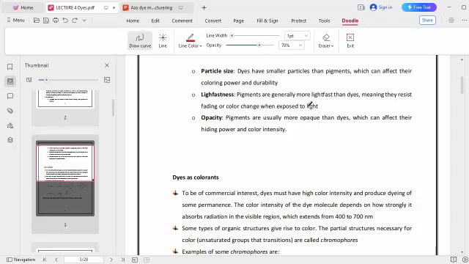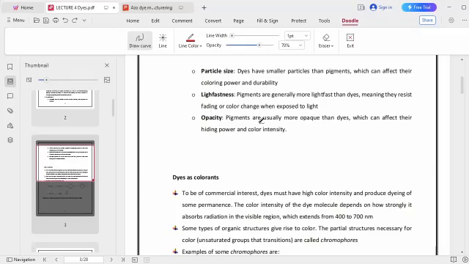There are some fabrics that can show tendencies of fading when exposed to UV light. But pigments are generally more light fast than dyes. So it means they tend to resist this fading when exposed to light. If you look at green plants, for example, they maintain the green color despite being in the sun for long hours. Another difference is in terms of opacity.